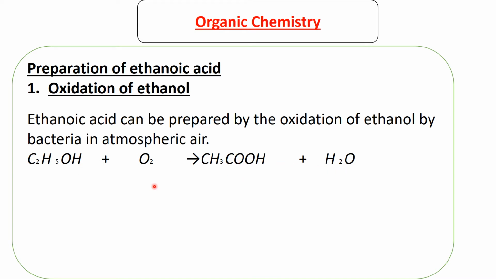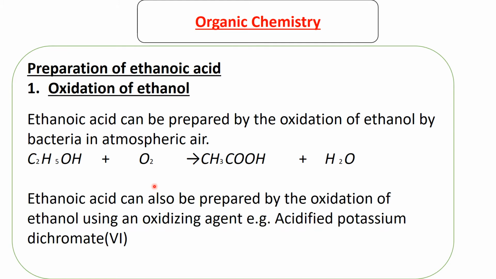The way I used to view this when I was a student, which can be a good thing for you to remember, is that ethanol, if you put it in air, will become a little bit sour. When it becomes a little bit sour, it has been oxidized to form ethanoic acid. So it was easy for me to remember. Maybe you can also adapt that.